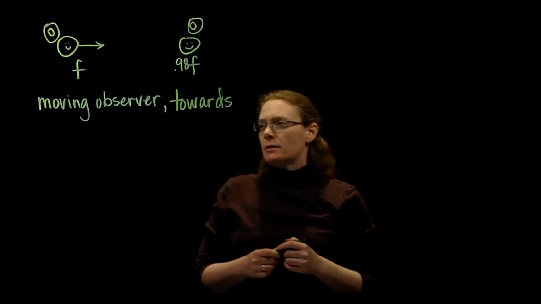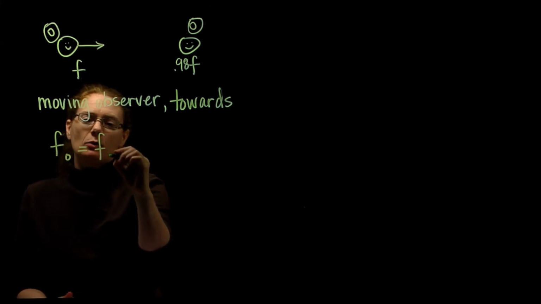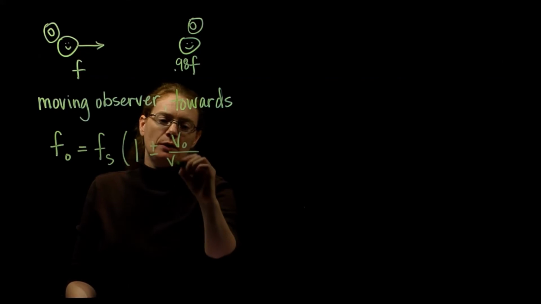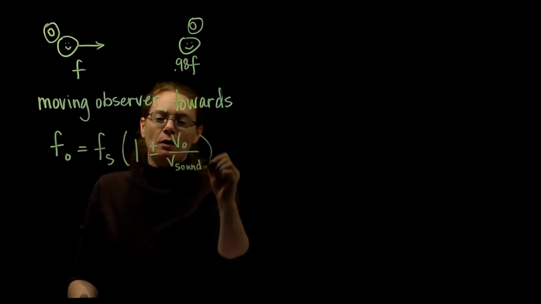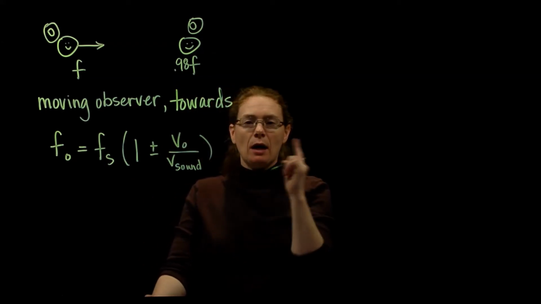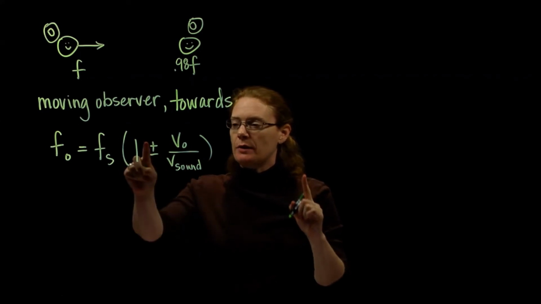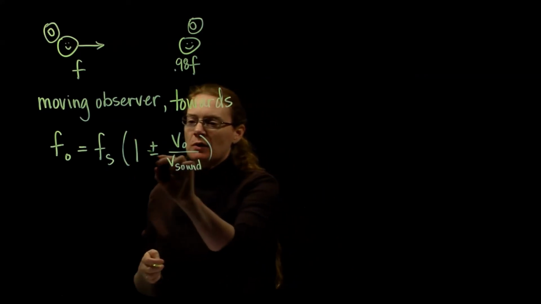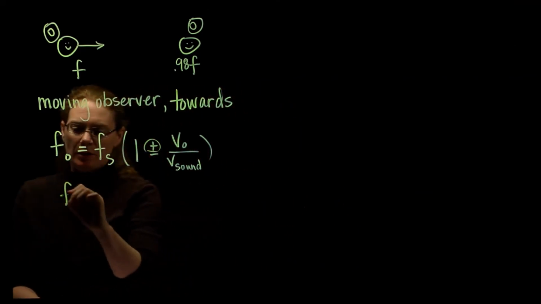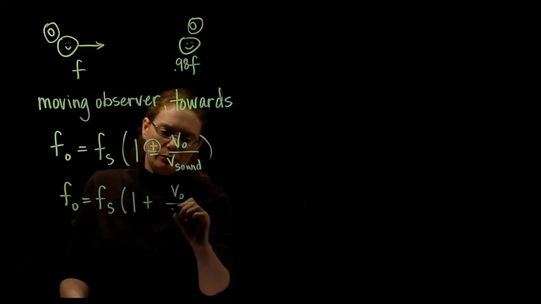That's going to give me this equation. The observed frequency is the source frequency times 1 plus or minus V observer over V sound. Plus or minus for towards or away. When I'm moving I hear a higher note, so which of these signs is going to give me an increase in frequency? It's the plus sign. So here is my equation: F observed equals F source times 1 plus V_O over V sound.